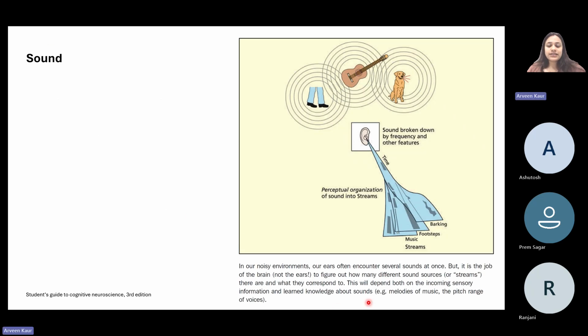So, even in noisy environments, our ears often encounter several sounds at once. But it is the job of the brain and not the ears to figure out how many of these different sound sources there are and what they correspond to. This depends both on the incoming sensory information and learned knowledge about the sounds. And some might be filtered out also. The function of this action is performed by what? Reticular activating system, the ascending portion, if I'm not wrong, right?